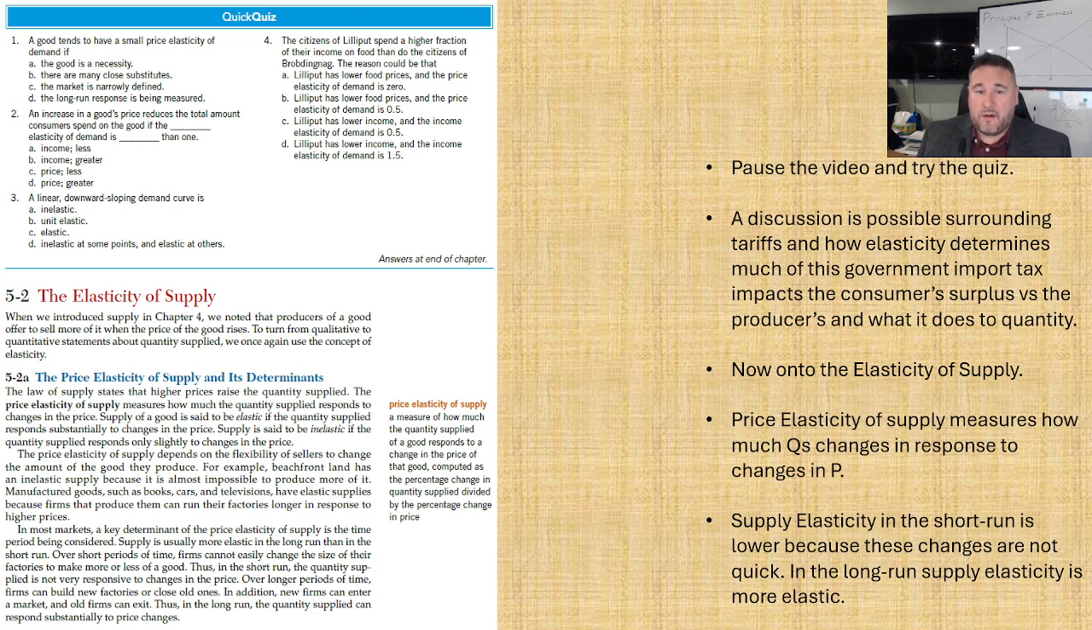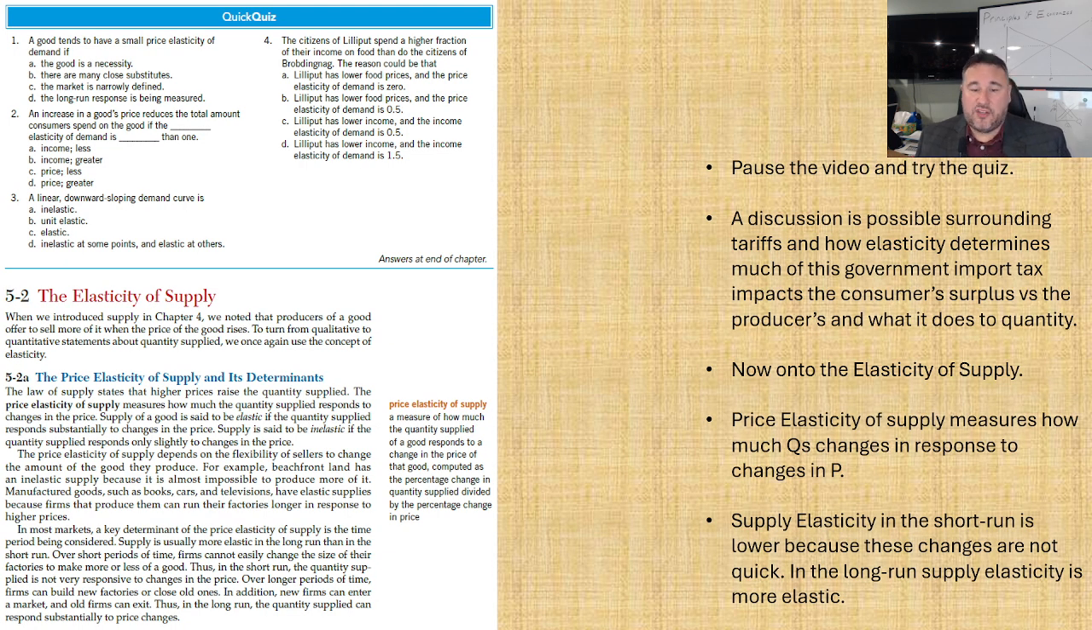So, discussion around tariffs and how elasticity determines how much of this government's import tax impacts, and how it impacts the consumer surplus versus the producers, and what that does to quantity. We get into that later. But for now, we're going to talk about the elasticity of supply, how it's the measure of how much the quantity supplied of the good responds to change. We compute that as we did the other, but this is focused on supply.